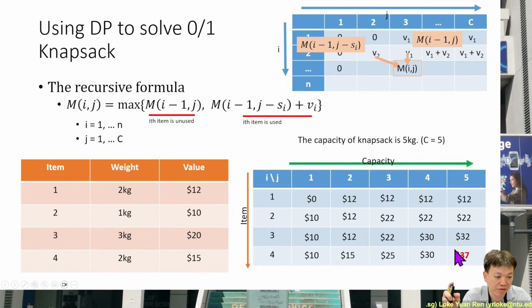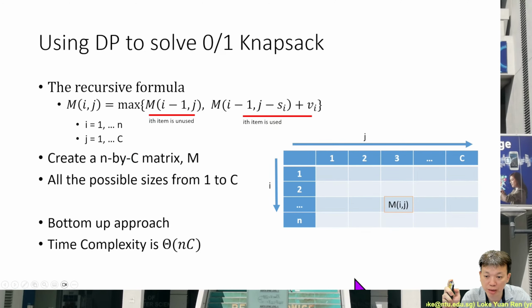Then in the end, I found out the answer is $37 is the best, the maximum value you can have with the capacity of 5. That is the dynamic programming. So the problem, if you try, I think earlier you have seen, you have 4 items, which is 2 to the power of 4. You can select or not select. So there are 2 to the power of 4 combinations. If you try all of them, then the complexity is 2 to the power of n.